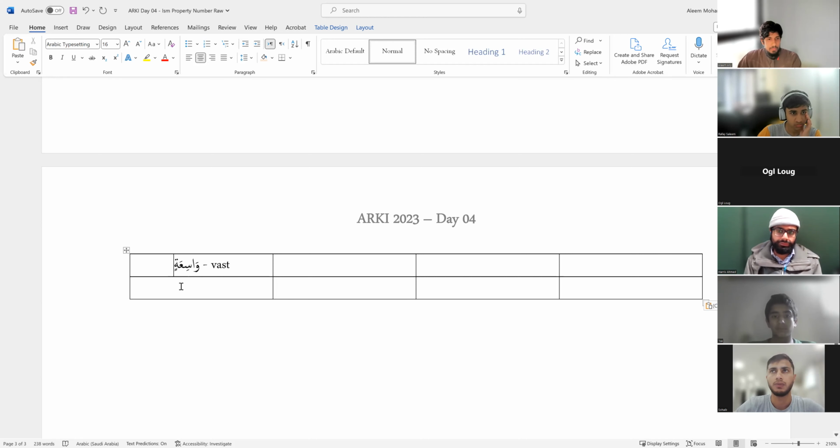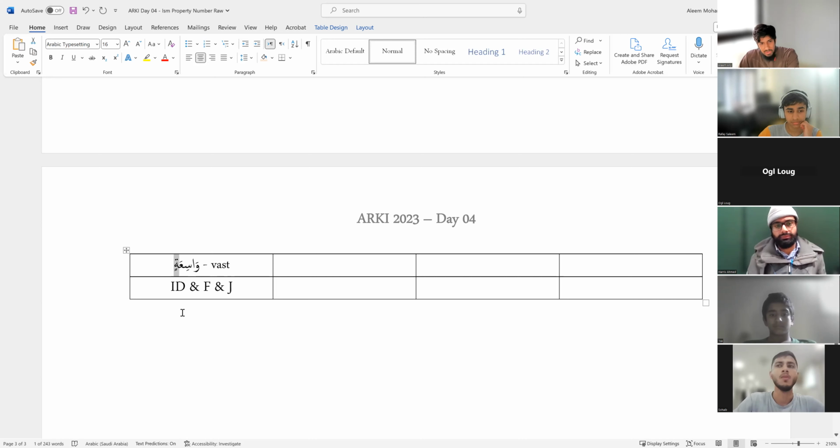Yeah, okay, cool. So it's indefinite, and it is female, and it's in a state of jar. How can I tell these things? I know this is indefinite because it has a tanween ending. There's also a lack of alif lam there. I know that it's female because of that ta marbuta ending, and I know it's in a state of jar because of the kasra ending, right? It's a giveaway there.